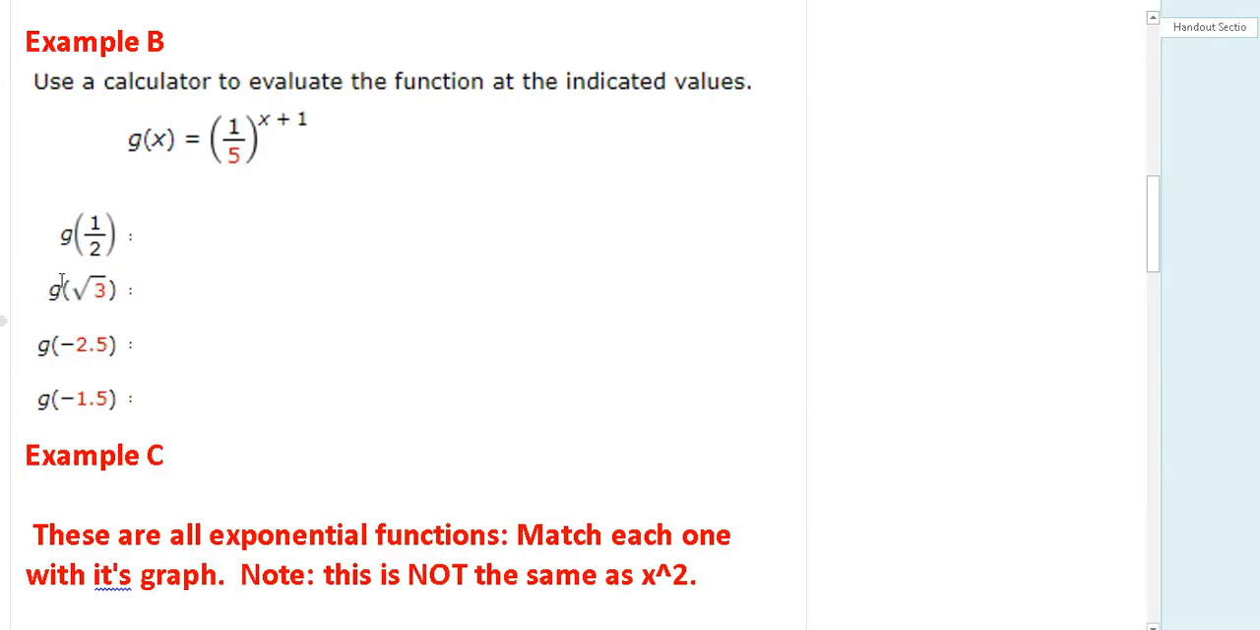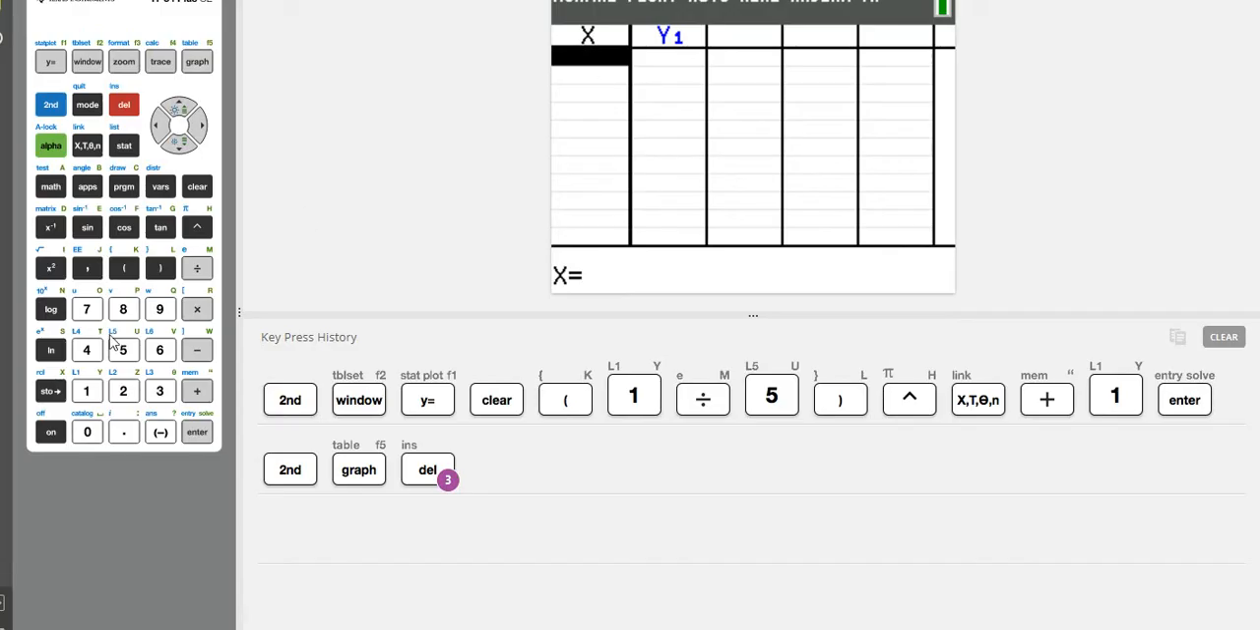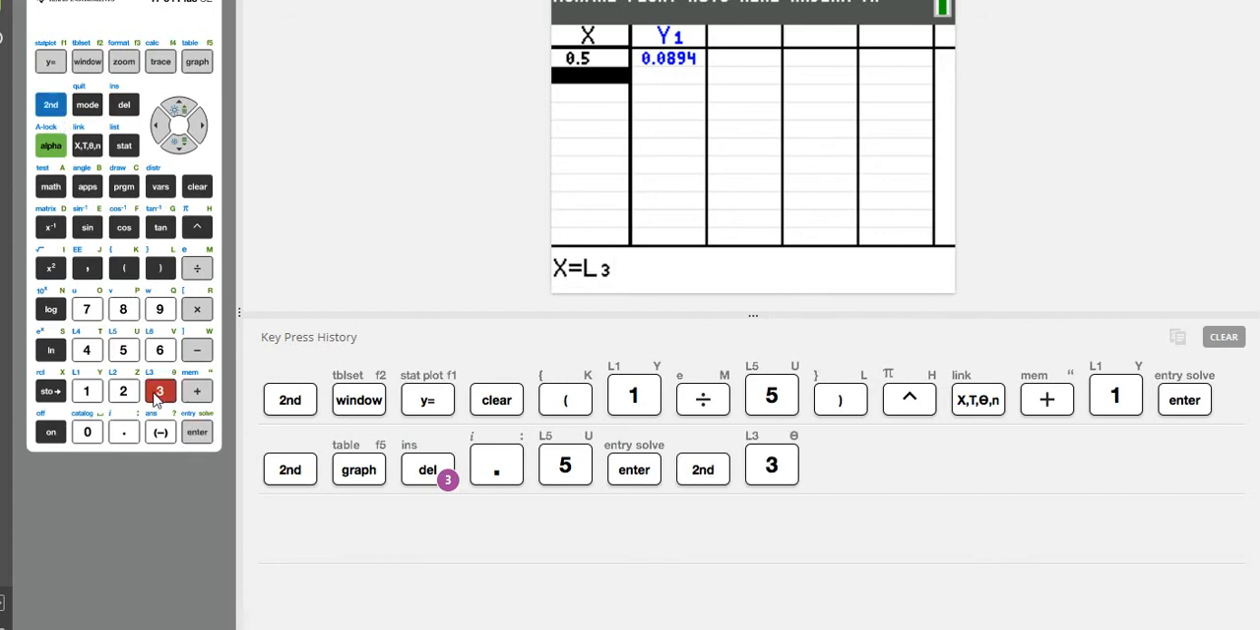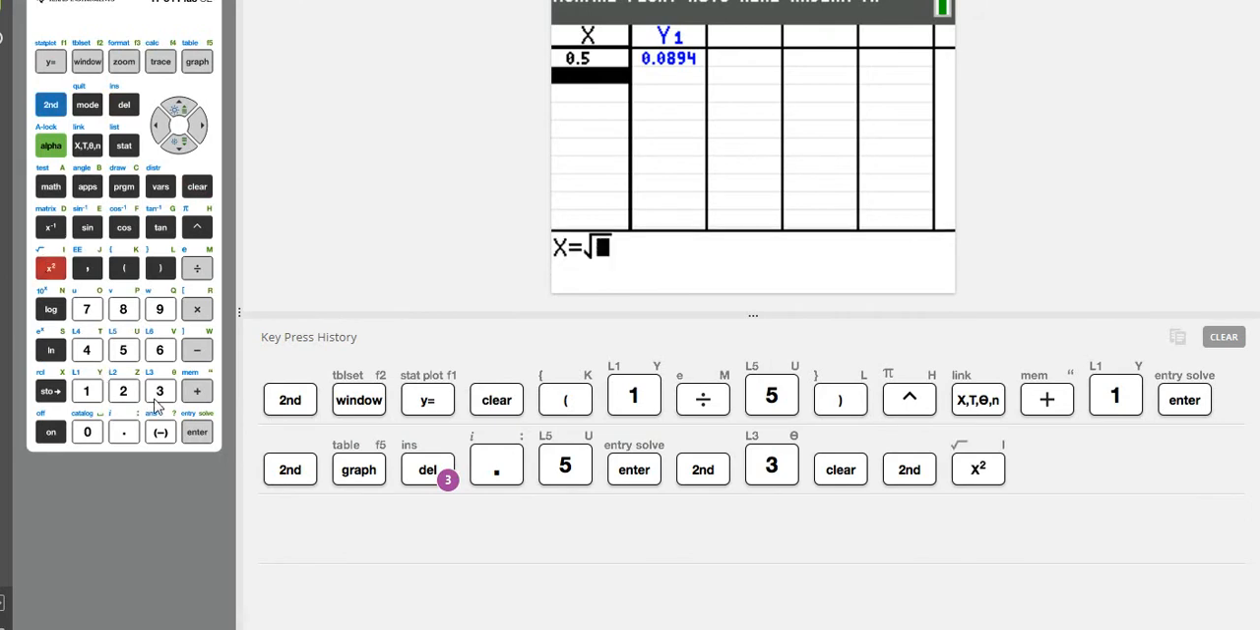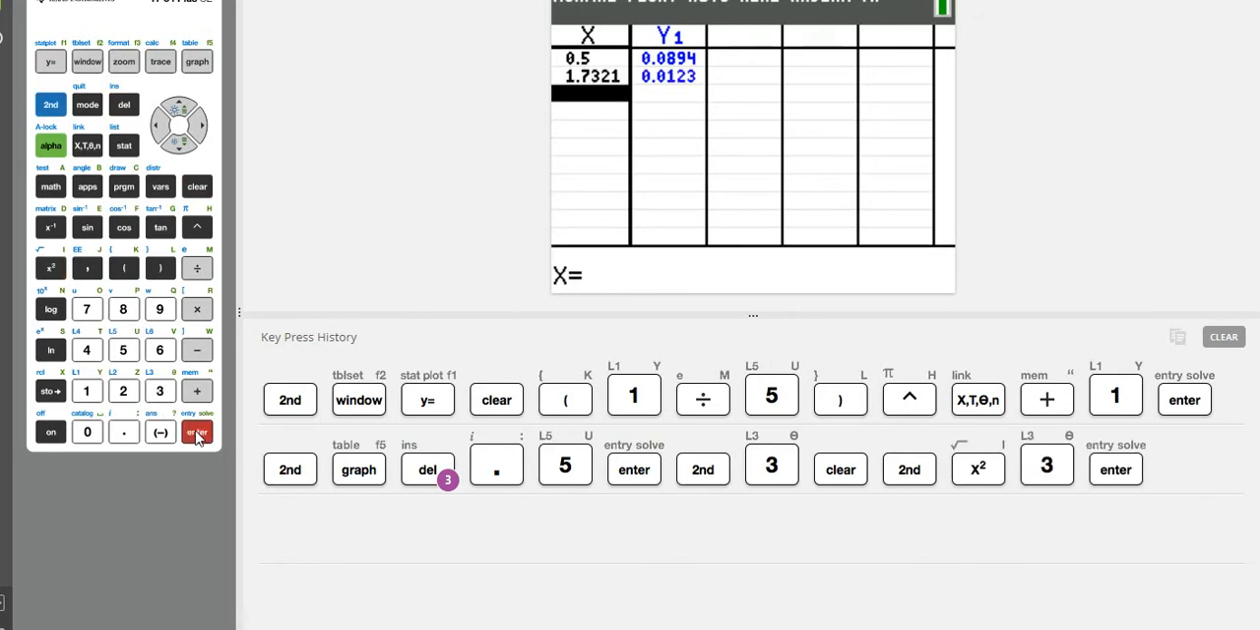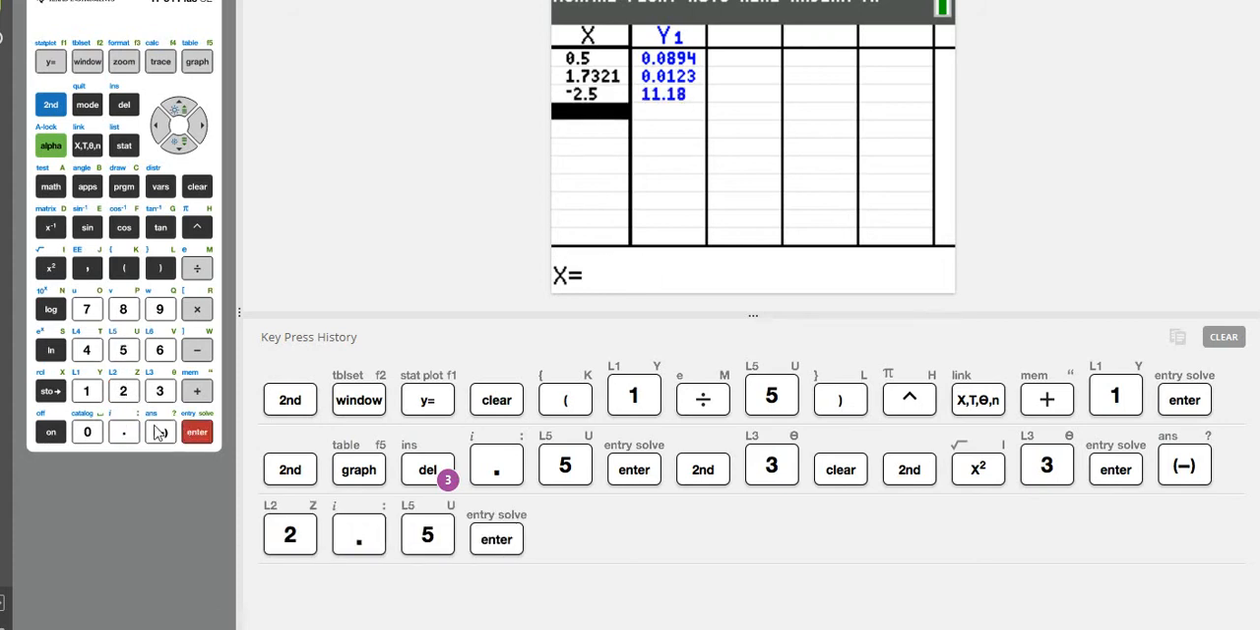I need 1/2, square root of 3, negative 2.5, and negative 1.5. So let's try plugging in all those things there. So the first one was 1/2. Second one was the square root of 3. Oops. Square root of 3. Negative 2.5, and negative 1.5.